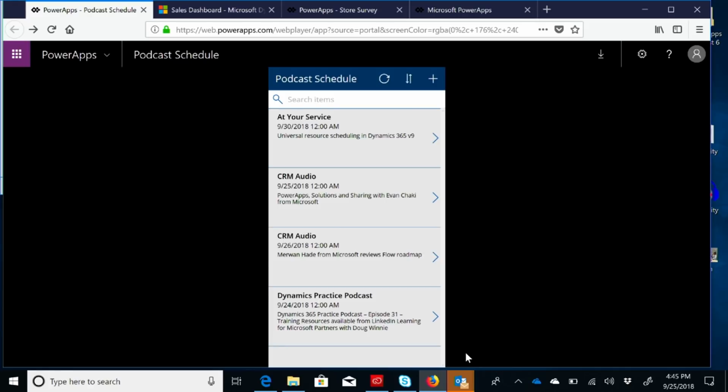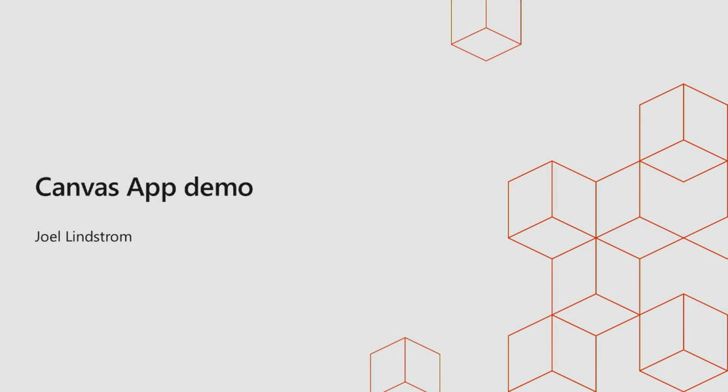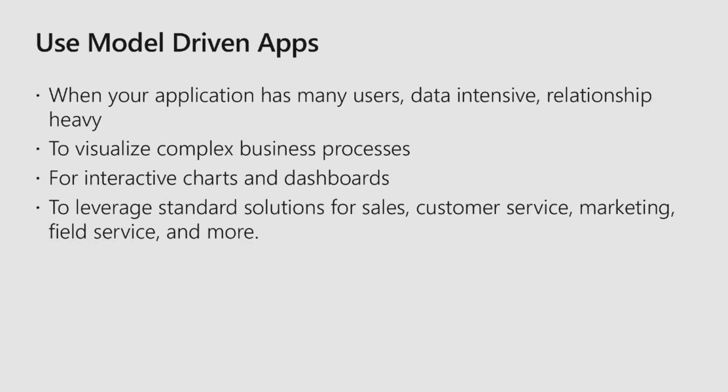So now, let's talk about model-driven and do a model-driven scenario. Just to review, model-driven apps: when your application is very intensive from a data perspective, number of users, complexity of relationships, data density on the forms is a big thing. Model-driven apps are really good for that. We've got some insurance customers that have 500 plus fields on a form, and it's got sections and tabs that can intelligently present that data to them. But also visualizing complex business processes. You could basically run your whole business from a model-driven app.